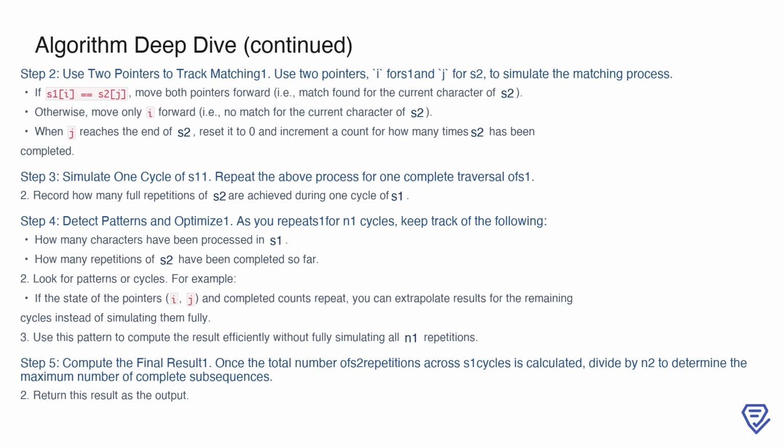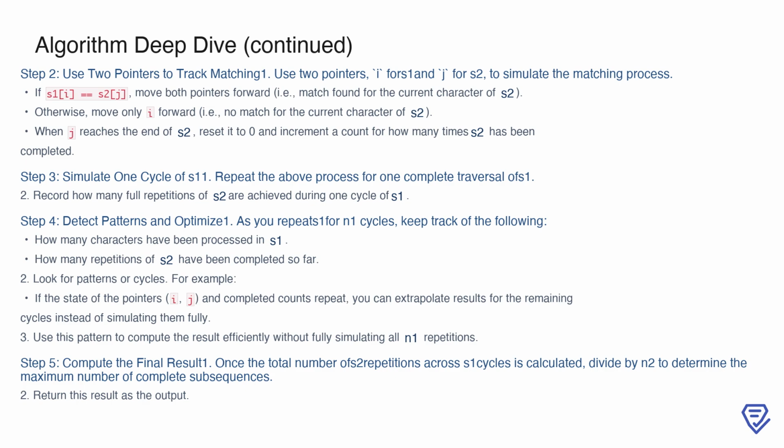To achieve this, we use a two-pointer technique to track how characters in S1 and S2 match. One pointer, I, is used for S1, and the other, J, is used for S2. When S1[I] matches S2[J], both pointers are advanced, indicating that we've matched the current character of S2. If there's no match, only I is moved forward. When the pointer J reaches the end of S2, it resets to 0, and we increment a count to track how many times S2 has been completed. This process is repeated for one full cycle of S1, allowing us to record how many full repetitions of S2 are achieved in that cycle.